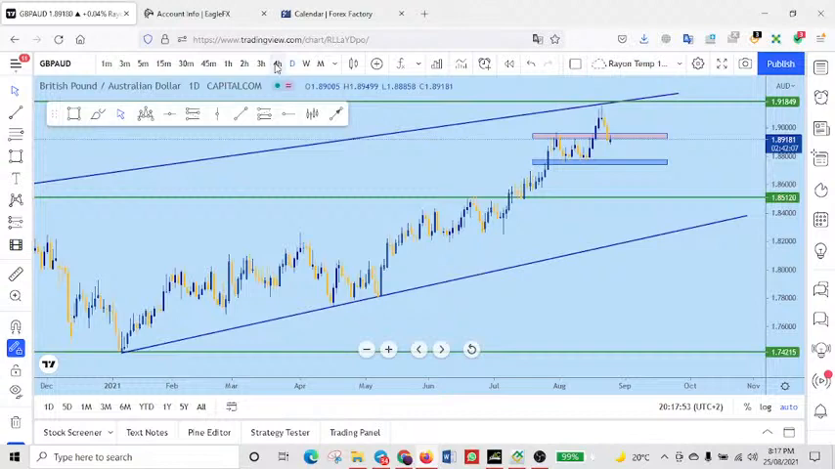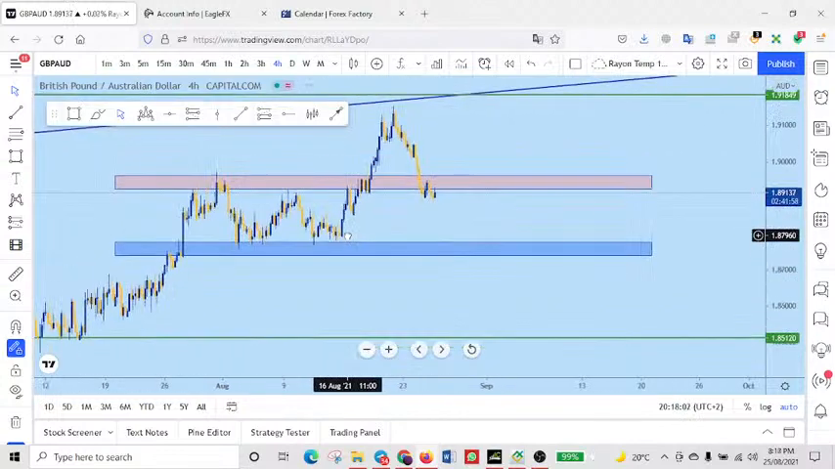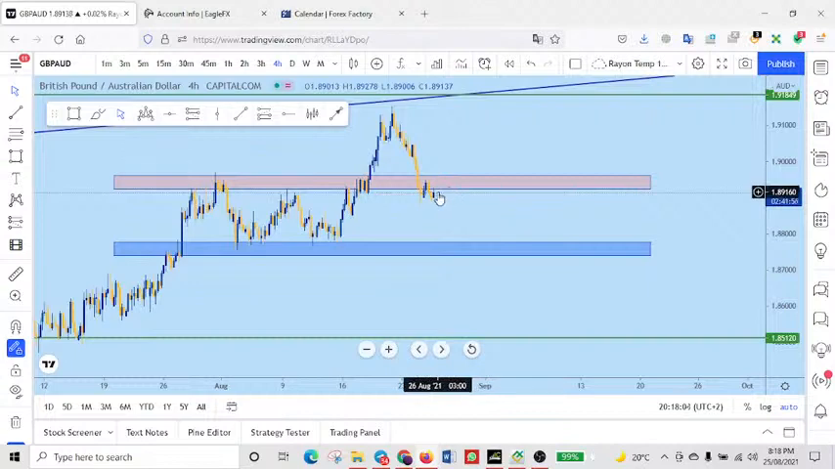Okay, guys, now look at this. Let's go down now to our 4-hour time frame, so we're going to get a bigger picture of what I was saying. Look at this. So now I can tell you in confidence that I can take a sell, with stop loss above this high, and we'll be targeting this point.